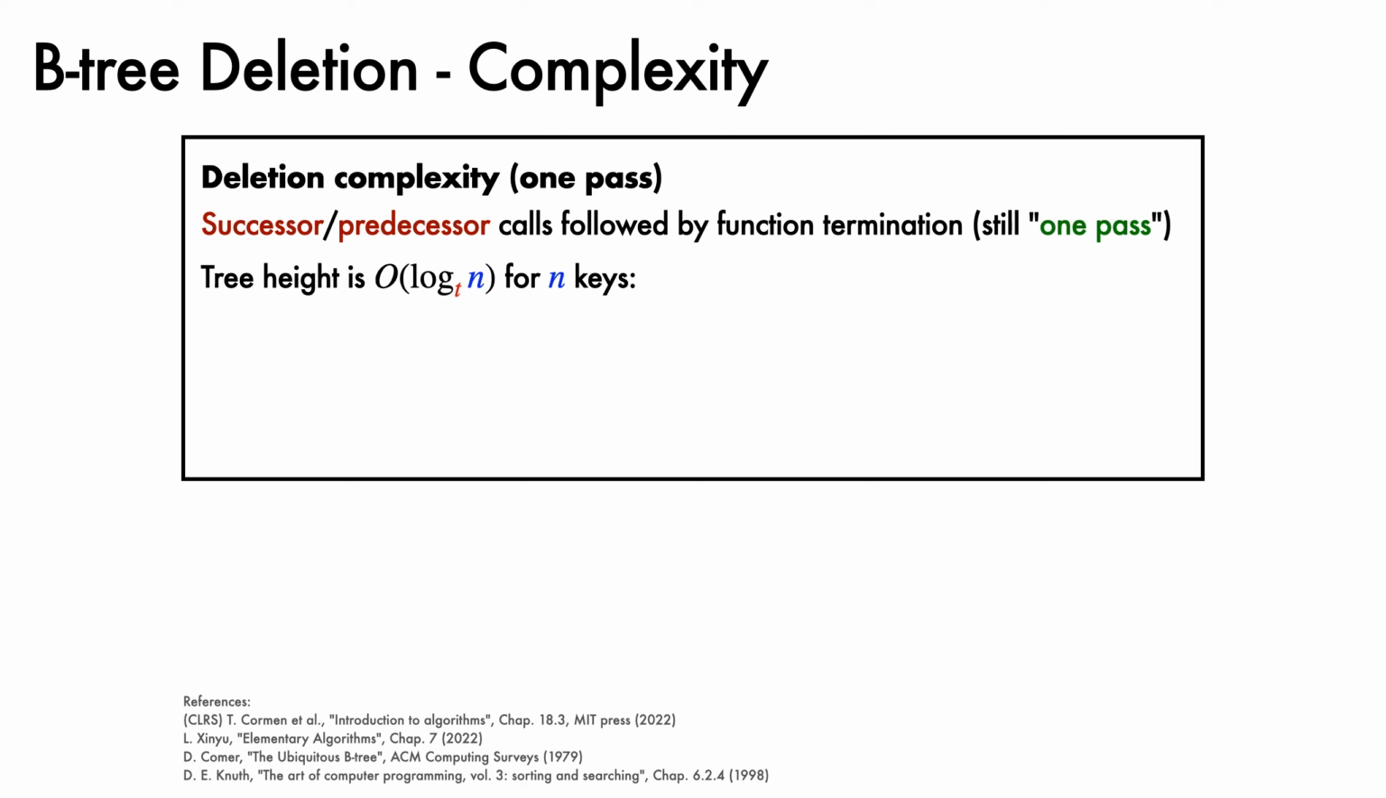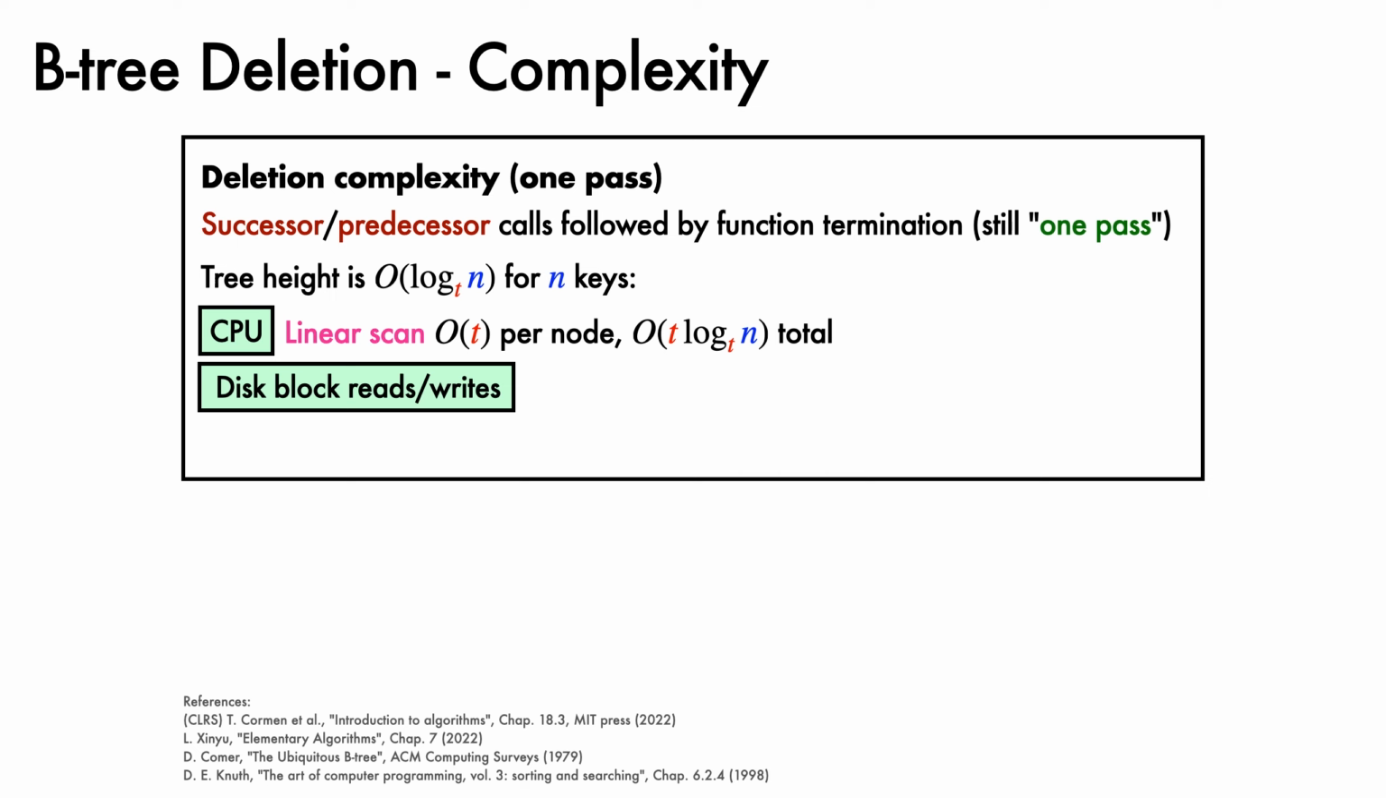Recalling that our tree height is big O log base t n for n keys, our CPU cost is the same as for search and insertion, involving a linear scan at each node and some constant number of additional operations, leading to a total cost of big O t log base t n. In terms of disk cost, we make a constant number of disk access calls to read and write blocks at each level in the tree. So the complexity is big O of log base t n.